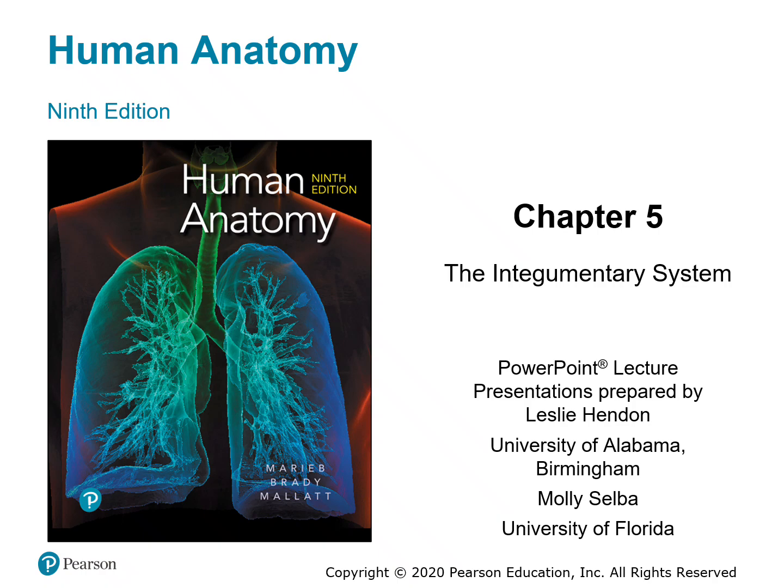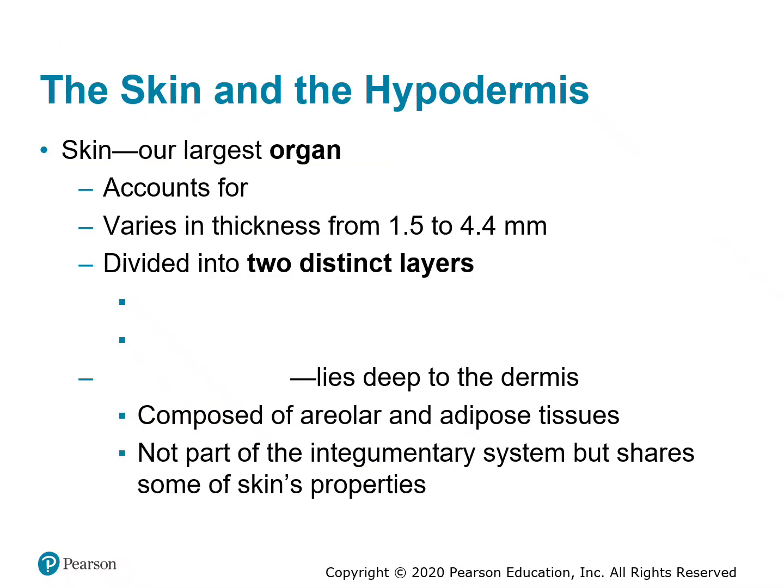This is the integumentary system. Integumentary is just a fancy word for skin. The integumentary system is your skin system. Okay? So, your skin is your largest organ. It accounts for about 7% of your body's weight, which is a pretty significant amount. It varies in thickness depending on where you are in the body, anywhere from 1.5 millimeters to 4.4.